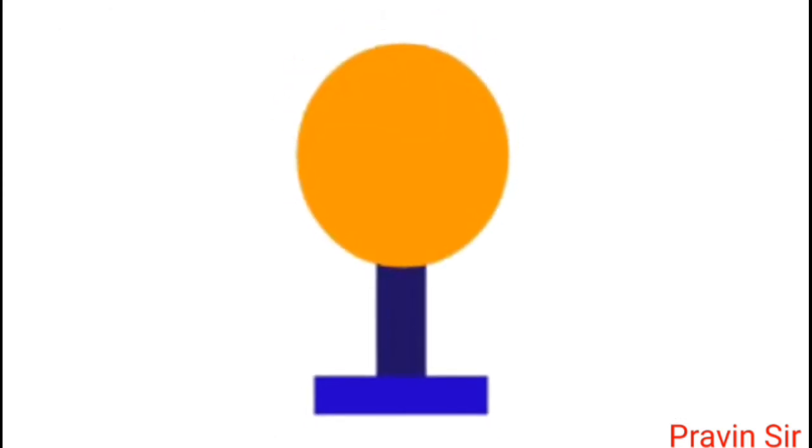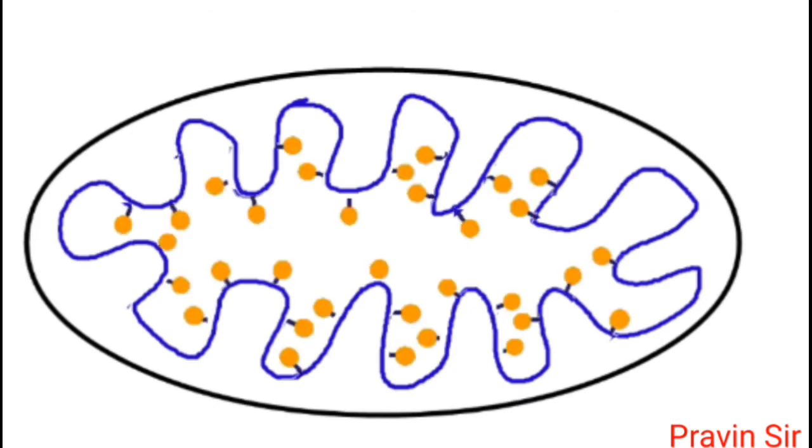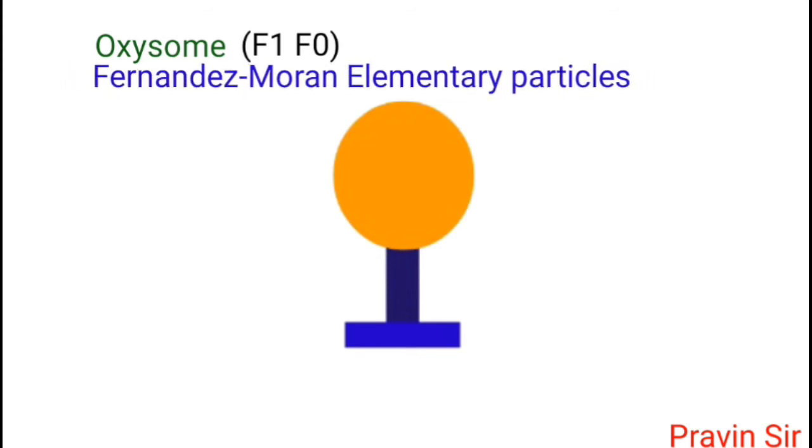So let's study the structure of the oxysome. The inner membrane of mitochondria bears numerous particles called oxysomes, F1, F0, also known as Fernandez-Moran elementary particles or mitochondrial particles.